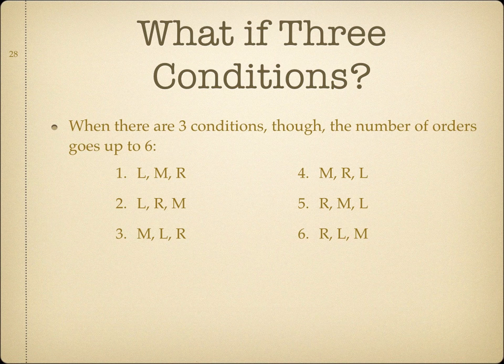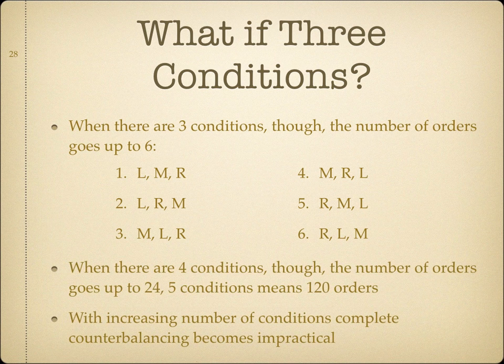What about 4 conditions? With 4 conditions, the number of orders goes up to 24. With 5 conditions, 120 different orders. So as you increase the number of conditions, complete counterbalancing becomes very impractical with any reasonable number of participants you can get into a study.